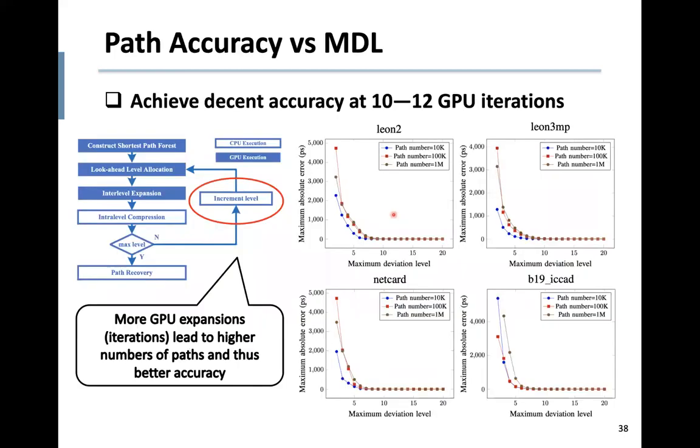So this slide summarizes the accuracy versus levels in our algorithm. More GPU expansion, more GPU iteration will give higher numbers of paths and thus better accuracy. For all the benchmarks we have tested, using about 10 iterations can produce already very good results, pretty much matching all the golden solutions generated by OpenTimer and OpenSTA. Of course, the number of levels you expand depends on the capability of a GPU. If you have a very large global memory on GPU, then you can have more expansion. Based on what we know, most GPUs can handle 10 levels with no problem, and 8 GB memory, because our algorithm takes only constant space for each path.